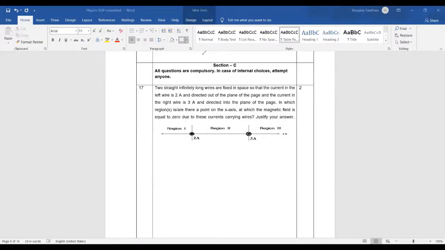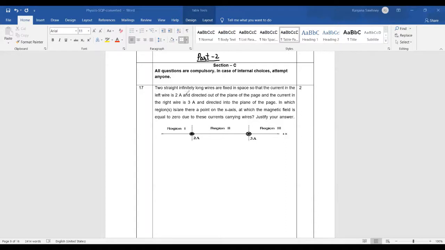We are discussing the physics sample paper of 2021. In part 1, we discussed section A and section B questions. Now this is part 2, in which we'll discuss section C questions, that is, from question number 17 to question number 25.